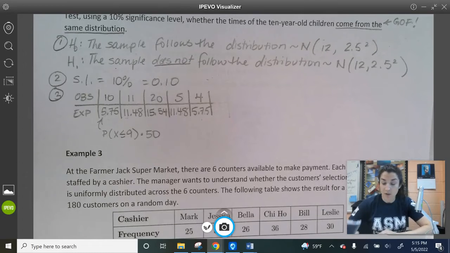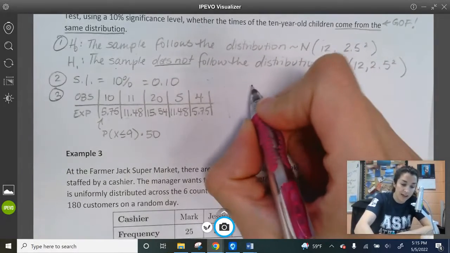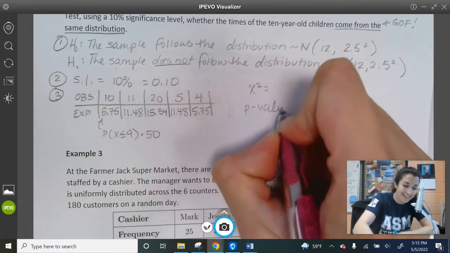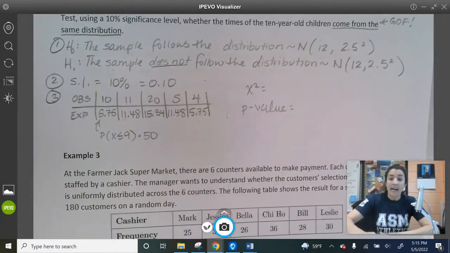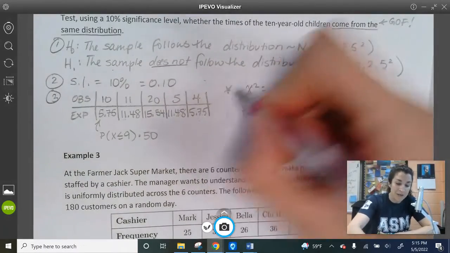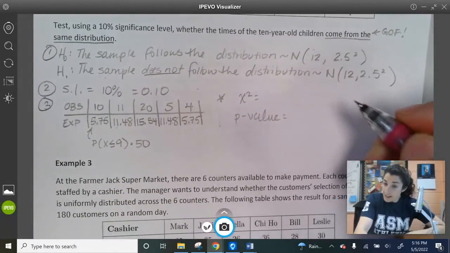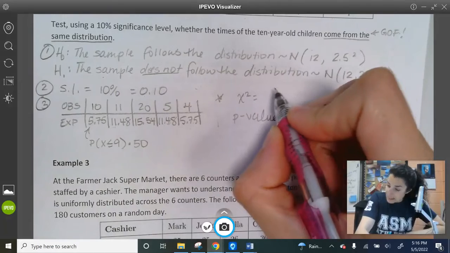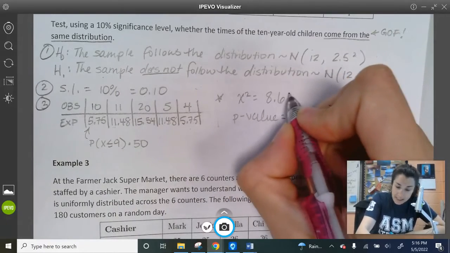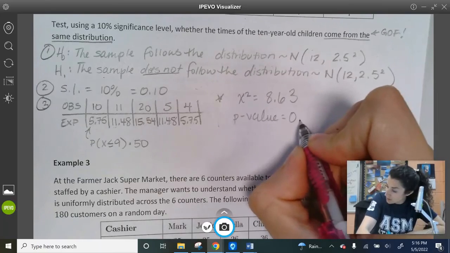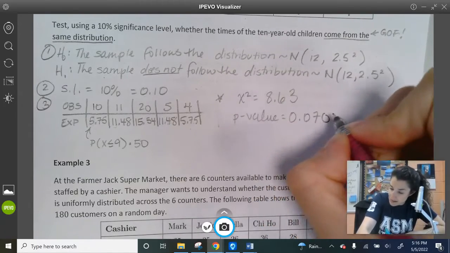Since you guys already know how to put this into your calculator, I'm going to ask you to do that on your own. So go ahead and find both the chi-squared value and the p-value for me on your own. The chi-squared value that you should have gotten is 8.63, whereas the p-value will be 0.070.